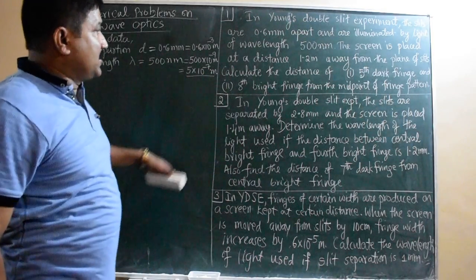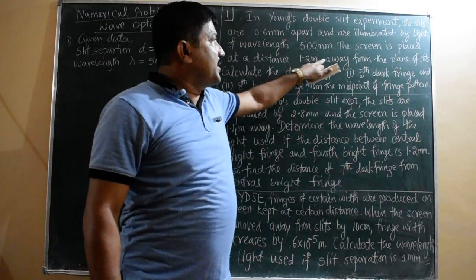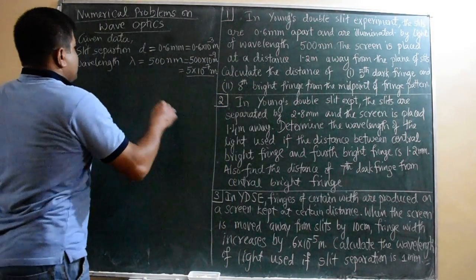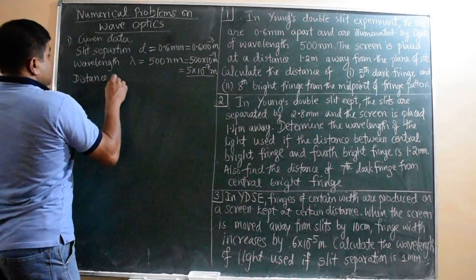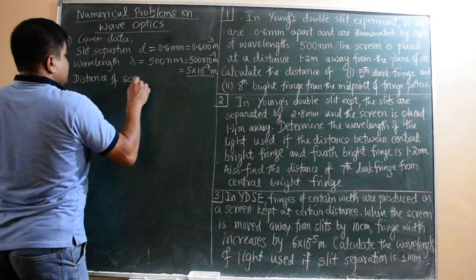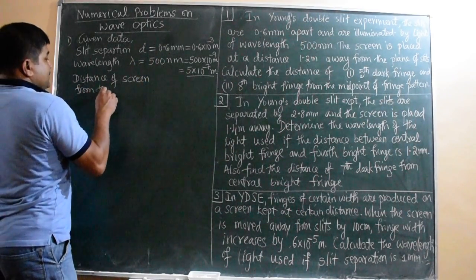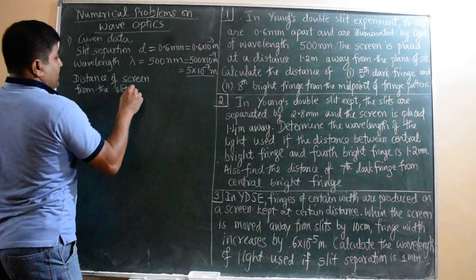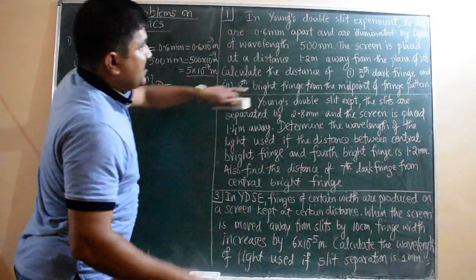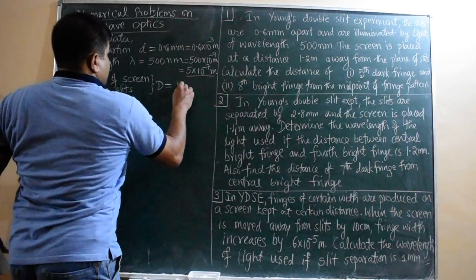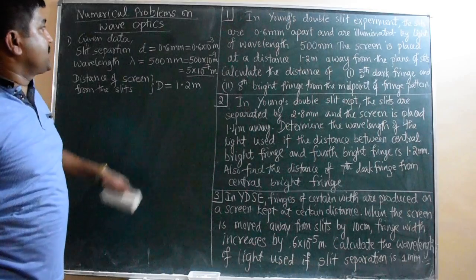The next number: the screen is placed at a distance of 1.2 meter away from the plane of slits. So the distance of the screen from the plane of slits is capital D. That number is 1.2 meter. This is the distance of the screen.